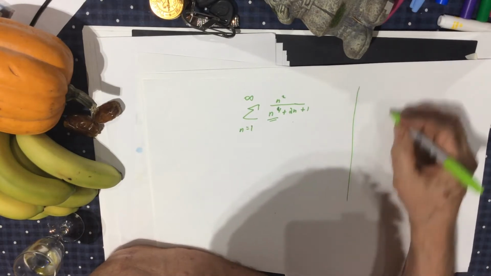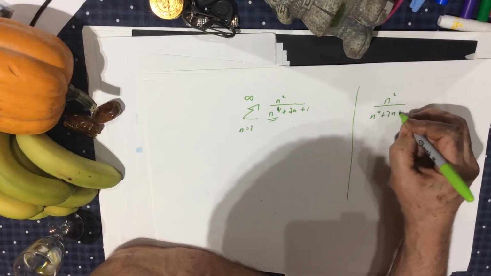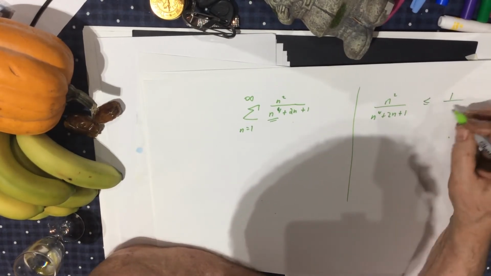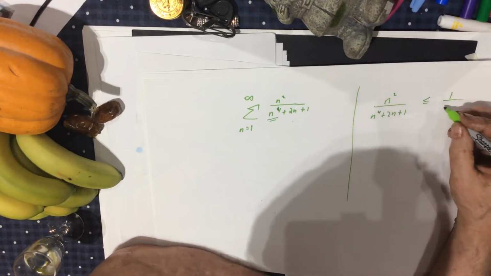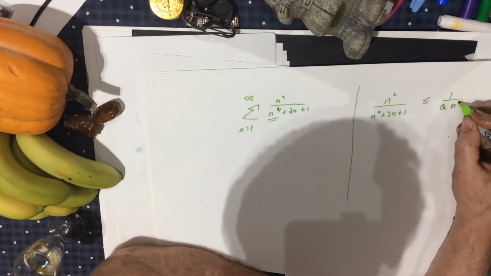So off to the side, I think I'm going to get this thing less than or equal to 1 over, and I don't know what number I want to put there. So here's a good trick as well. I'm going to put 1 over n squared.